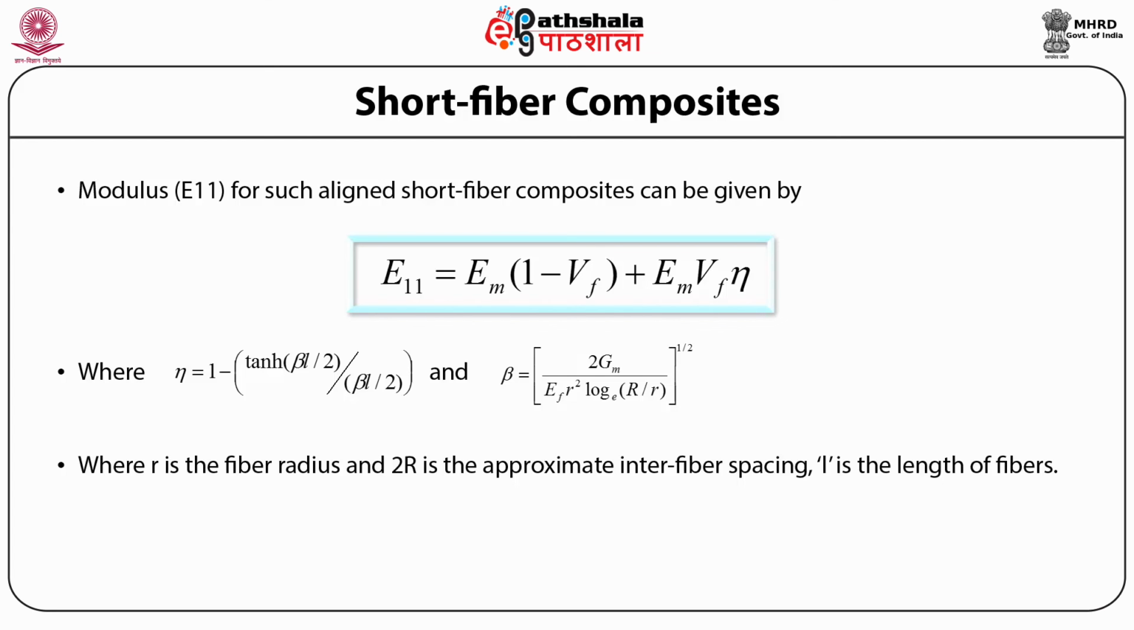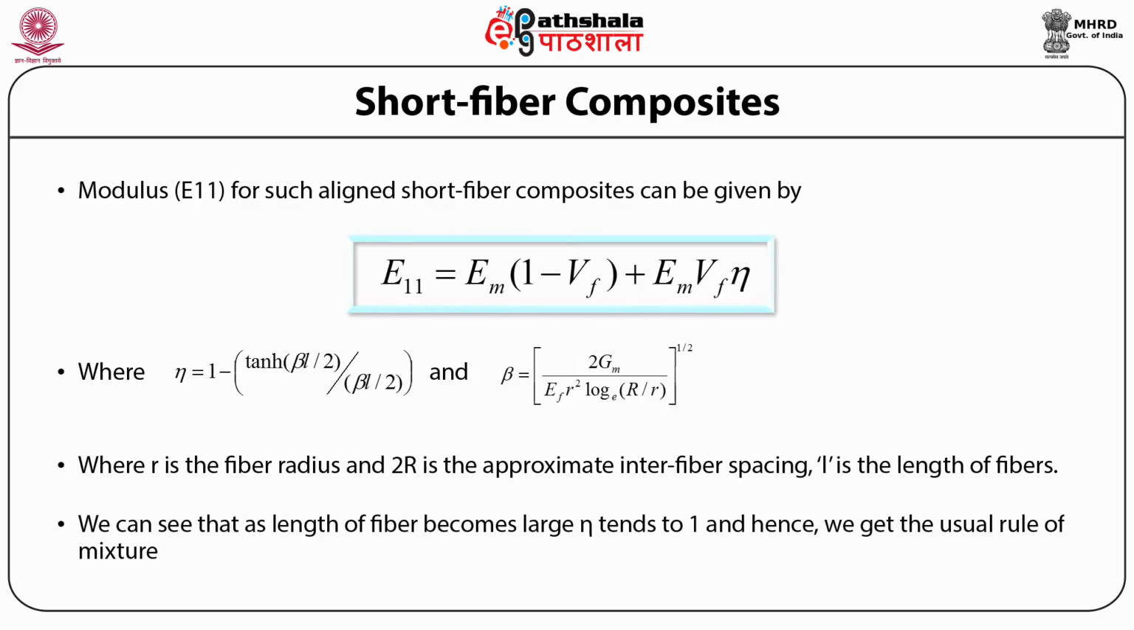It is obvious from the above equation that as the length of the fiber becomes large, eta tends to 1, and hence we get back to the usual rule of mixture.